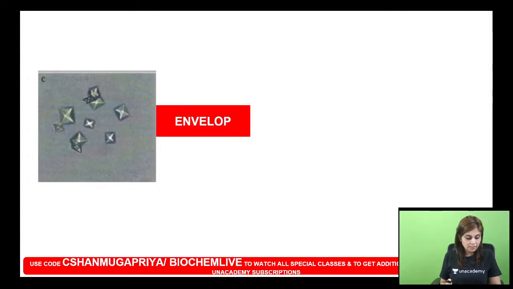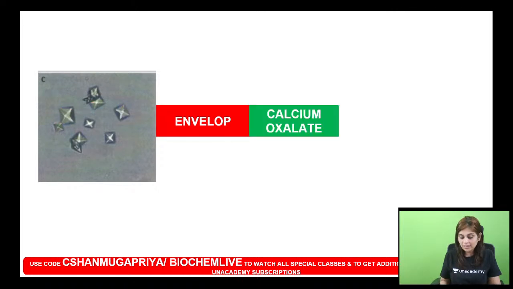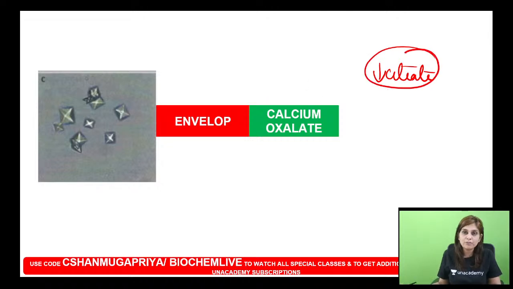Now describe this. How does it look? Don't you think it looks like an envelope? So envelope shaped crystals. Do you see an X in the center? That is a clue given to you that envelope shaped crystals are nothing but calcium oxalate crystals. And you find calcium oxalate crystals whenever there is low availability of citrate. For any reason, if there is low availability of citrate in the tubular fluid, that precipitates calcium oxalate formation.